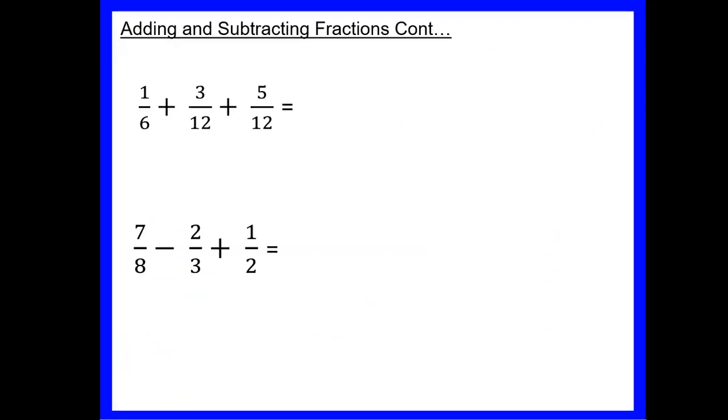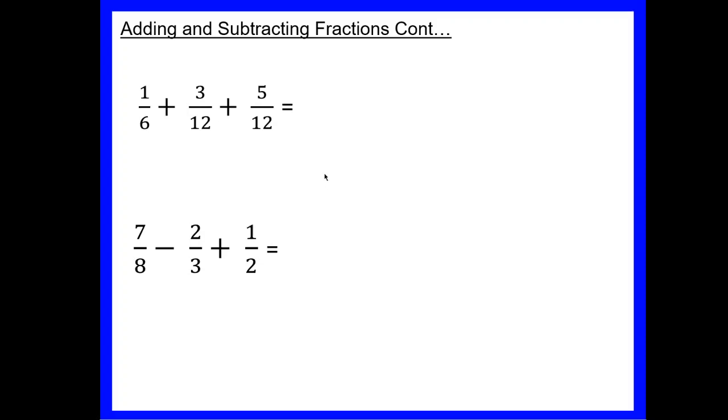Okay, so we're going to continue then with our adding and subtracting fractions, but we're going to move on to looking at more than 2 fractions. Now the same process applies. We still have to find that lowest common denominator, but we have to find it for all of the fractions that we have. So looking at this first one, we've got 6, 12 and 12.